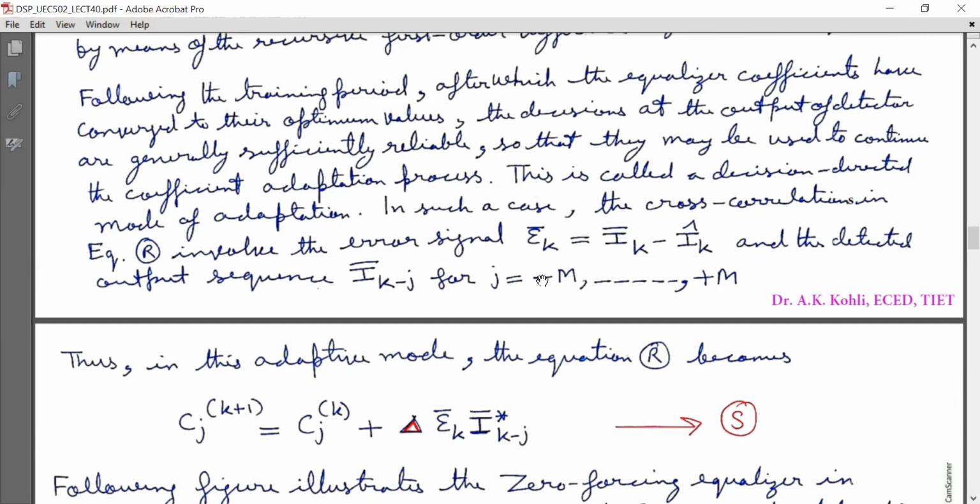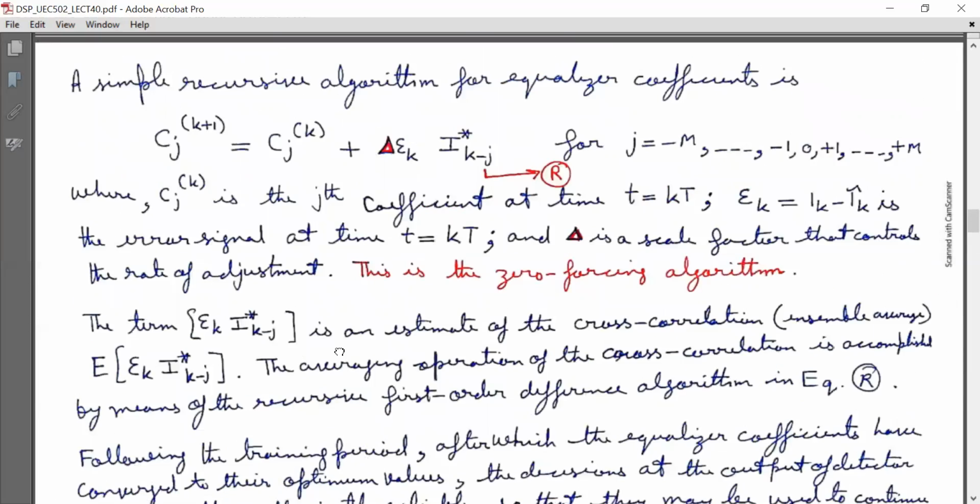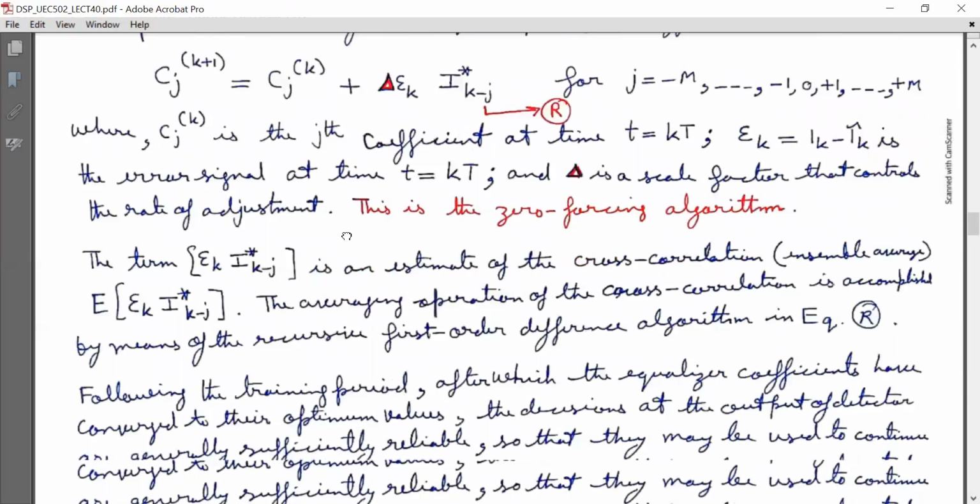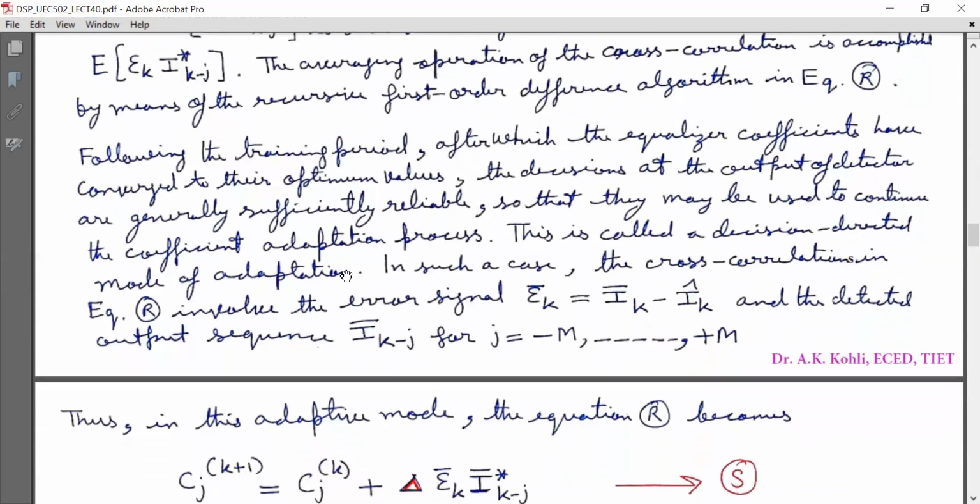In such a case, the cross correlations in equation R involve the error signal E bar k equal to I bar k minus I cap k, and the detected output sequence I bar k minus j for j ranging from minus m to m.